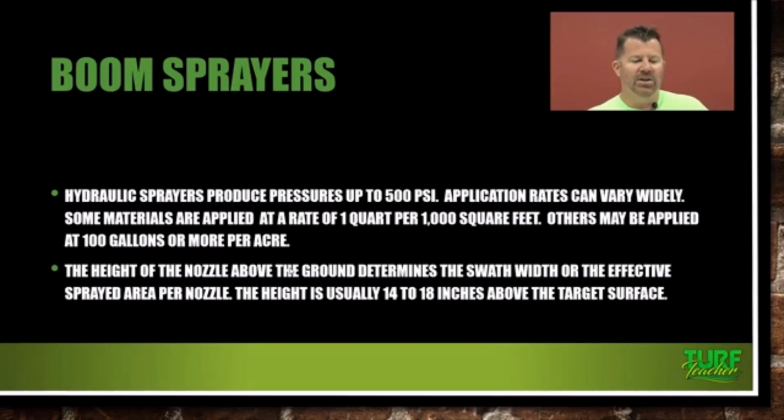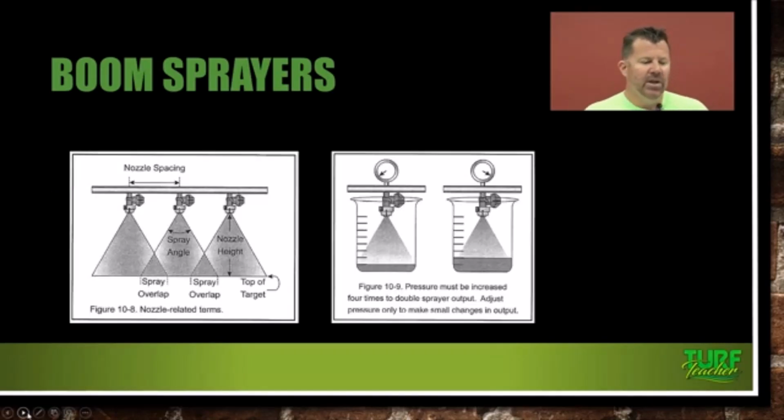So let's walk it. The height of the nozzle above the ground determines the swath width, or the effective sprayed area per nozzle. So lower to the ground, it's not going to be as wide as if it's up higher. The height is usually 14 to 18 inches above the target surface. So it needs to be 1.5 feet or less. And here, nozzle spacing. You're going to have some overlap spray. You want that. And then you've got your height, top of the target, nozzle spacing. So study that chart, figure 10-8, figure 10-9.